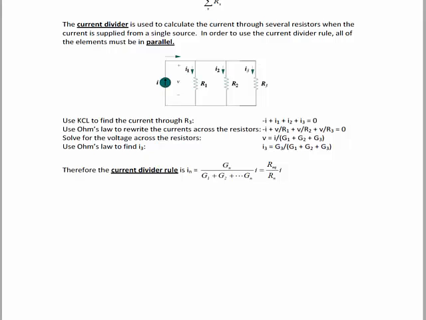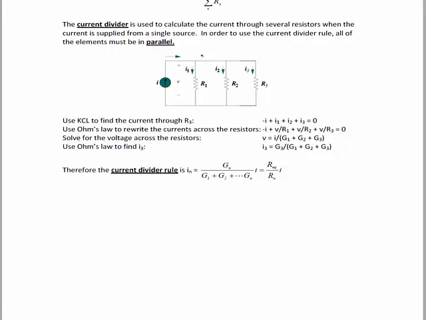The current divider is based upon Kirchhoff's current law, and it is based upon a current source that feeds parallel resistors. You don't necessarily have to have a current source, but you do have to know the current that gets divided between resistors in parallel. So remember, voltage divider is for series resistors with a sourcing voltage. Current divider is for parallel resistors with a sourcing current. Let's use KCL to see why the current divider works.